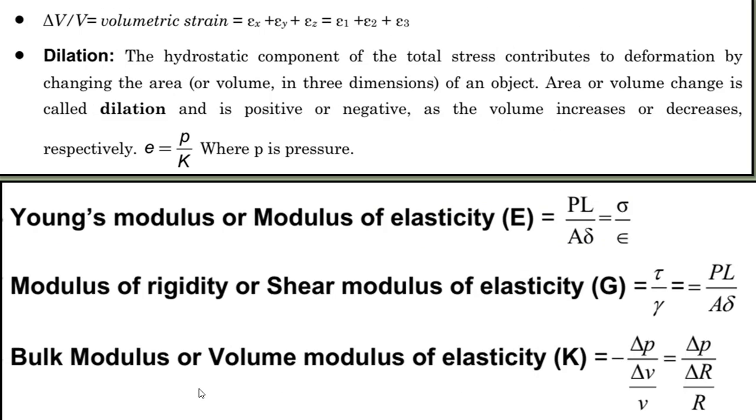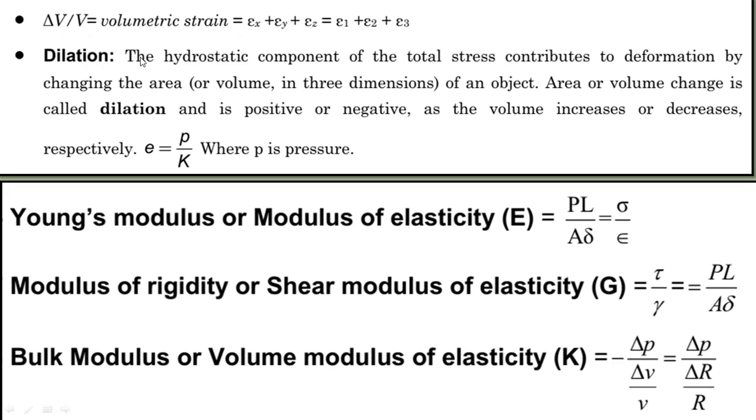So delta V divided by V, the volumetric strain, is equal to epsilon x plus epsilon y plus epsilon z, which is epsilon 1, 2, 3. So epsilon x is in the x direction, then in the y direction, and the z direction. We just need to add them. We need to calculate separately. In the x direction, epsilon x is equal to delta V x divided by V, and in the same way we need to calculate dilation.